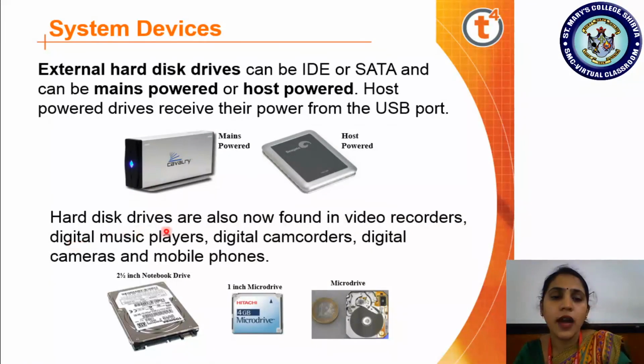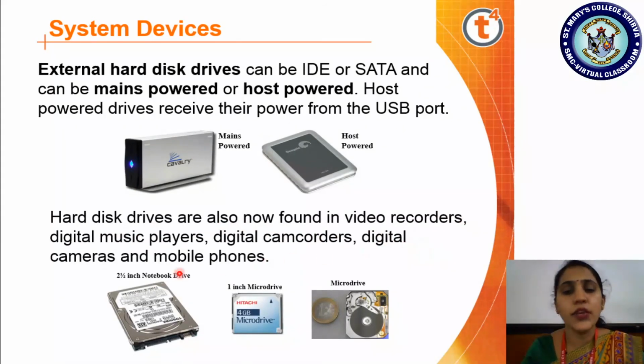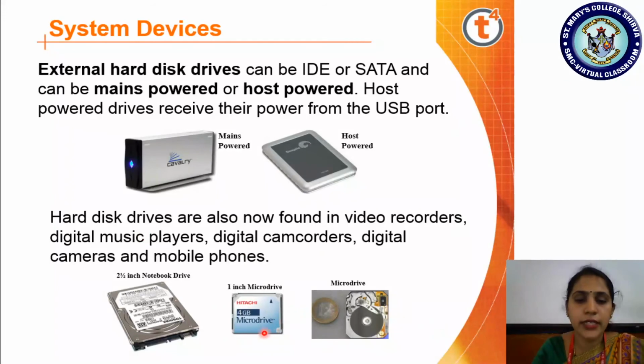And hard disk drives are now found in which type of devices? Video recorders, digital music players, digital camcorders, digital cameras, and mobile phones. So in all such devices you find which kind of drives? Hard disk drives. Okay, and these are certain examples which are found in laptops or in your mobiles. And which one, the desktop computers.